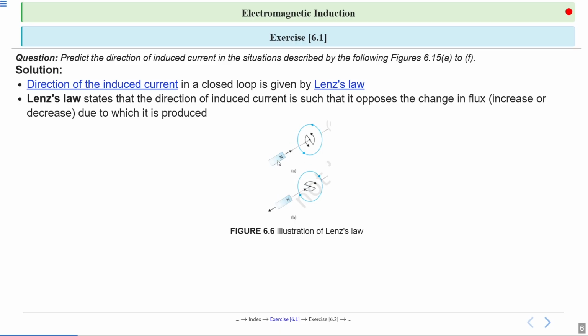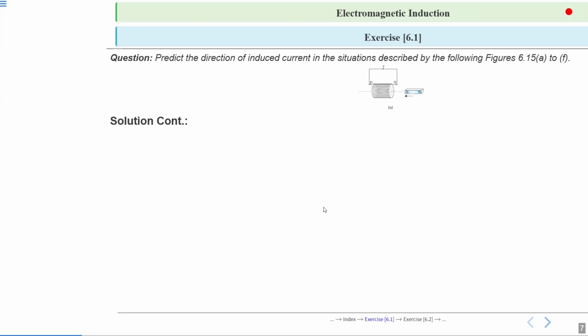Okay, so moving the north pole towards the coil and moving the south pole away from the coil have similar effects. And moving the north pole away from the coil and the south pole towards the coil will also have similar effects. Okay, so in both cases a south pole will be generated, and in the above both cases, when the north pole is moving towards the coil and the south pole is moving away from the coil, the pole generated will be north. Okay, so these are the basics.